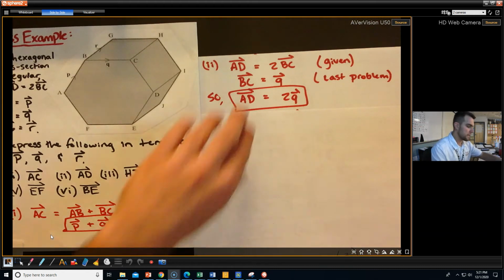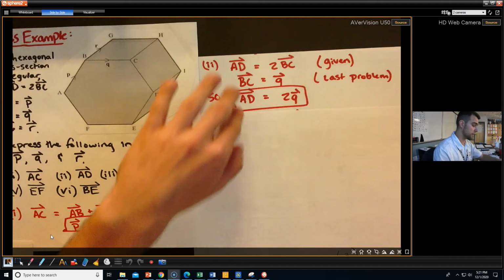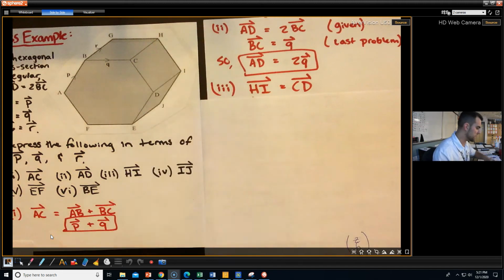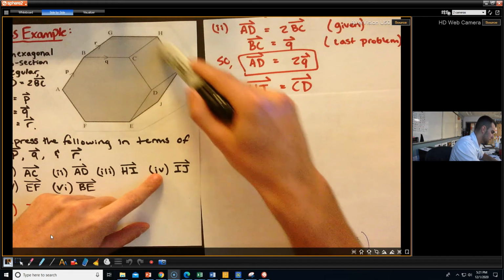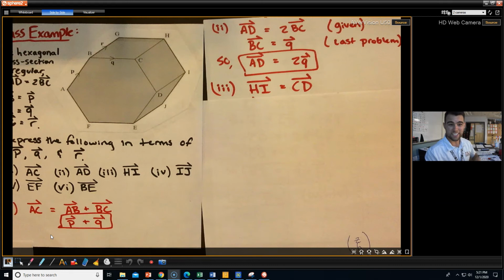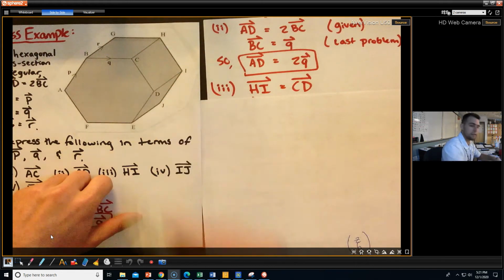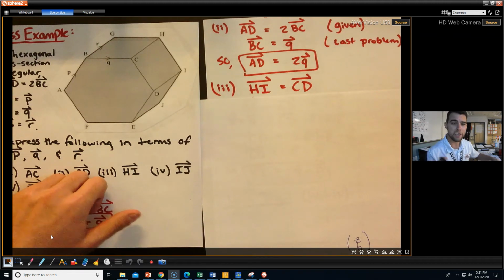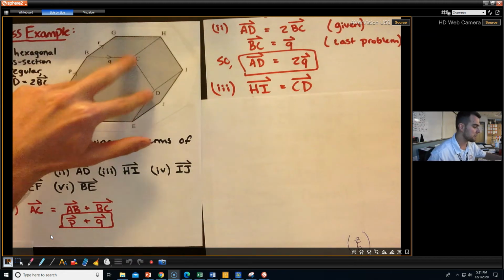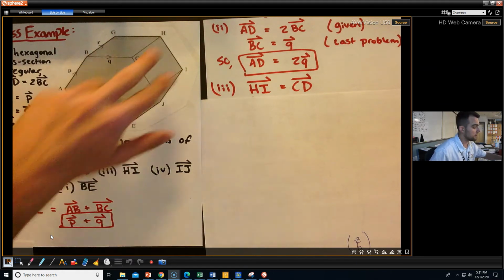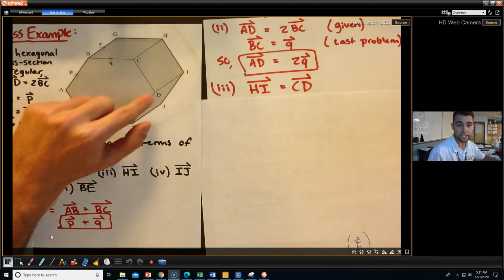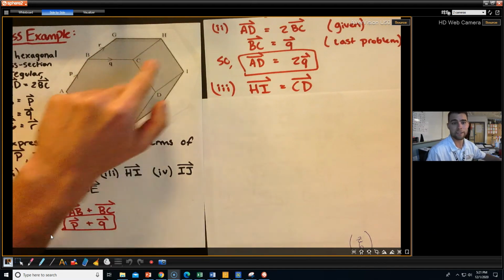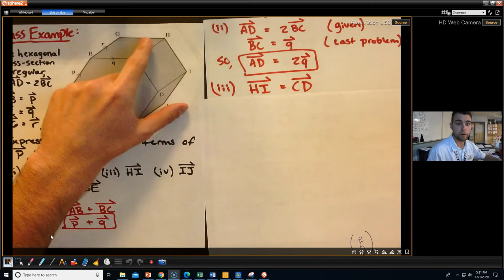Okay? Now, the last one that we're going to do together, before I let you try some, is we need to figure out what the HI vector is. We need to figure out what this HI here is. Well, we do know that HI and CD have got to be congruent. They're the same size. They would be the same vector if I had them. And it is HI equal to CD and not DC, because if it's DC, our vector would be going that way, and that would be the negative of this. So it's important we're going HI.